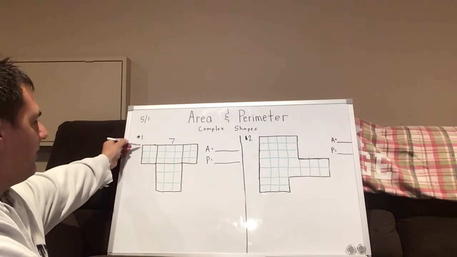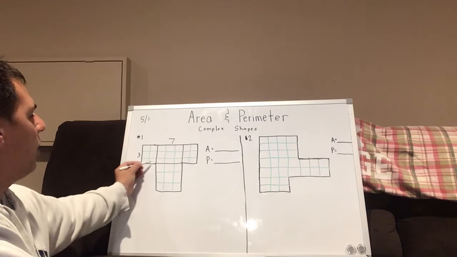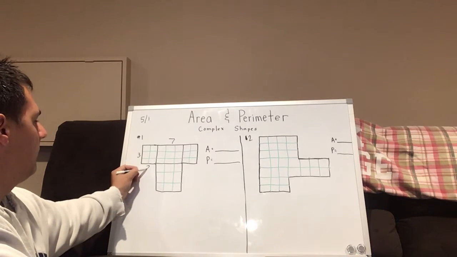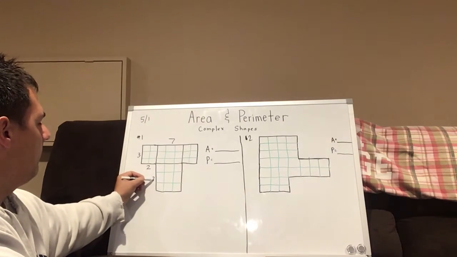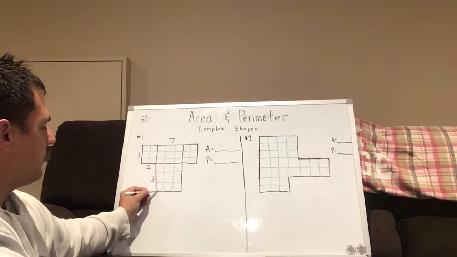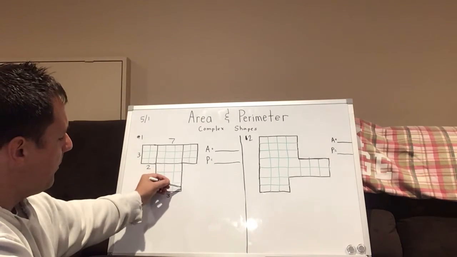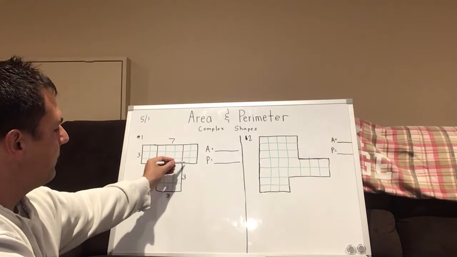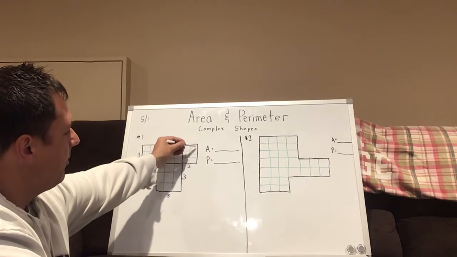I'm going to go down the left-hand side. 1, 2, 3. I'm going to go over the bottom of that part of the T. 1, 2. I'm going to go down 1, 2, 3. I'm going to count my way across 1, 2, 3. I'm going to count my way up 1, 2, 3. I'm going to count my way over 1, 2. And I'm going to count my way back up 1, 2, 3.